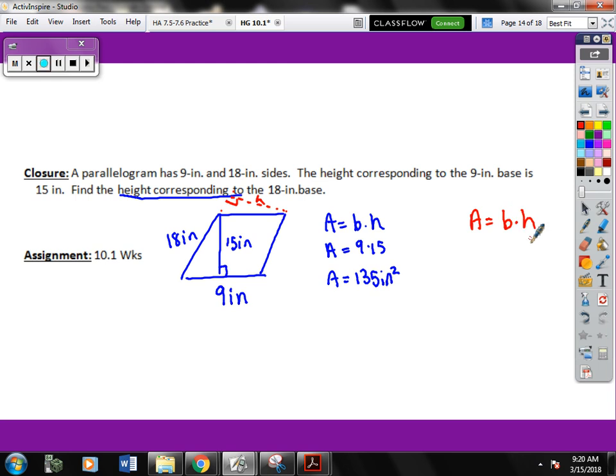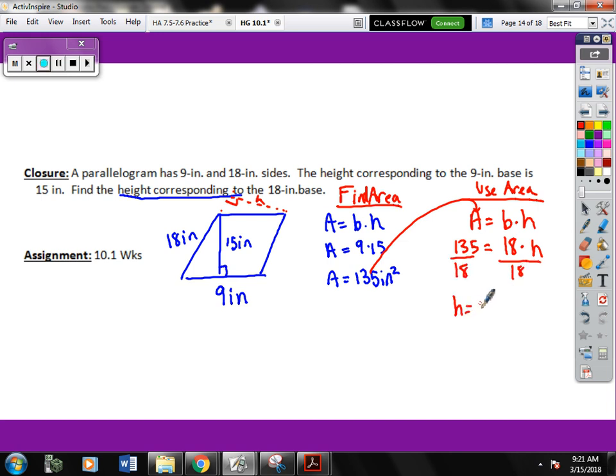So find the area, use the area. So the area goes in for A. The base that we're using this time is 18. The height is what we're looking for. Divide both sides by 18, and we should get 17.5. Excuse me, 7.5.